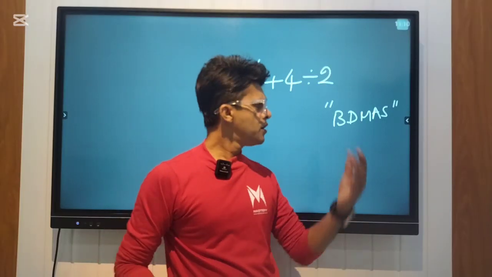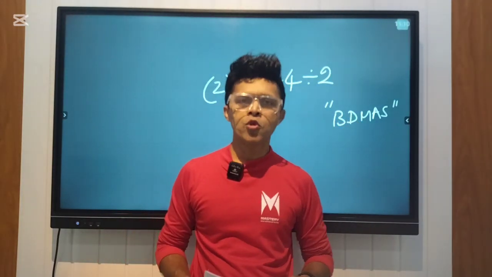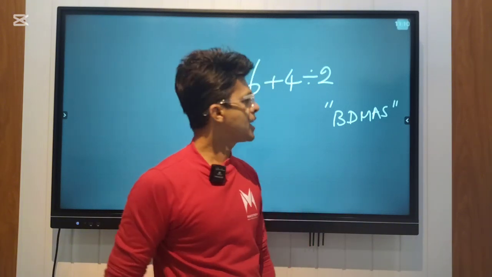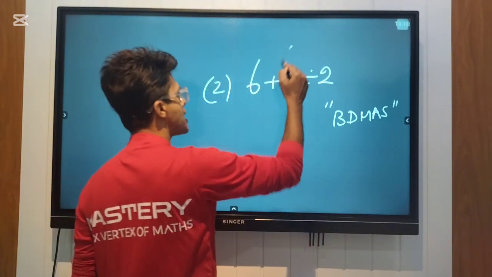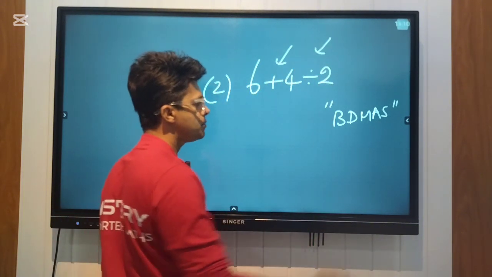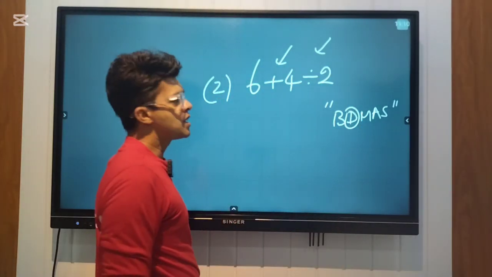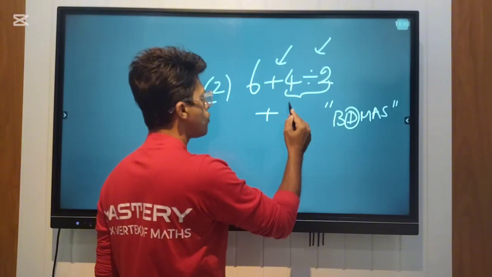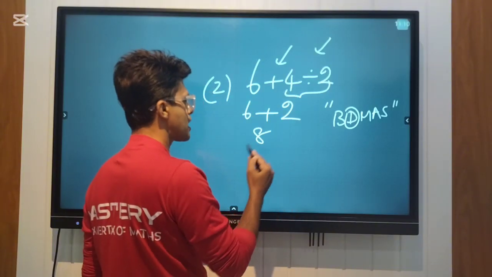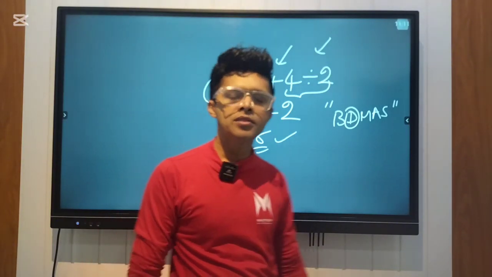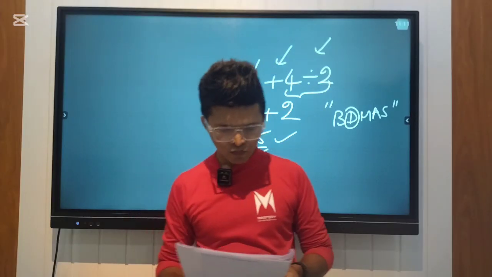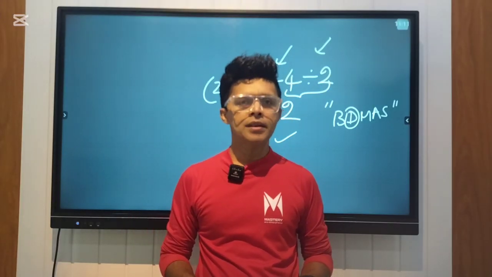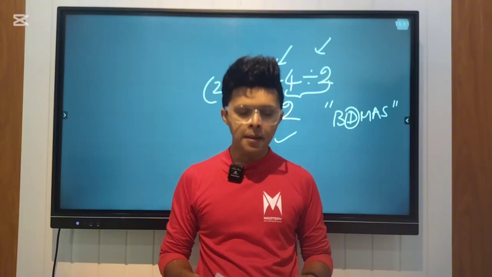BODMAS method means firstly you need to perform mathematical operations on the whole numbers. First brackets, division, multiplication, addition, subtraction. But when it comes to this question, you could see here addition, here division. So firstly, division should be done first. Afterwards, you are able to add. So 4 over 2 is 2. Then 6 plus 2 is 8. This is the answer. Just remember the stuff learned previously. This type of question will definitely come in your paper.